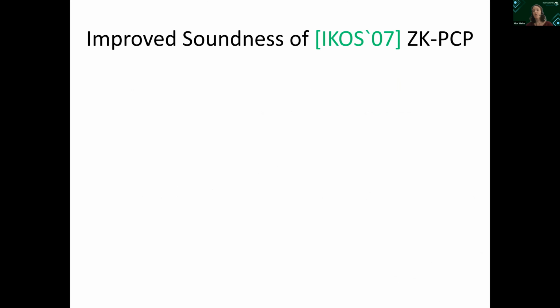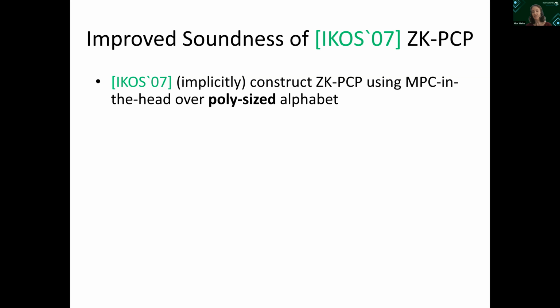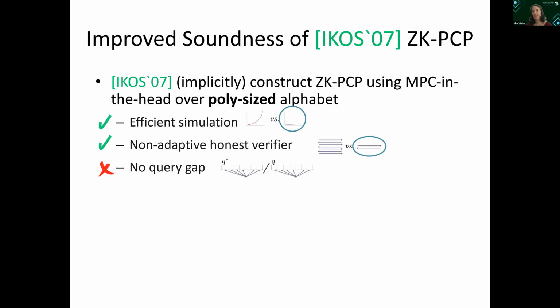So let's begin with the ICOS 07 zero-knowledge PCP. ICOS 07 were actually interested in constructing interactive zero-knowledge proofs, but they implicitly construct a zero-knowledge PCP variant over a large alphabet. Usually we think of PCPs and zero-knowledge PCPs as just a bit string. Here it's not a bit string, it's a string of symbols over a large alphabet. This construction is quite attractive because it has efficient simulation with a non-adaptive honest verifier, which is a good starting point because this is what we want to get.